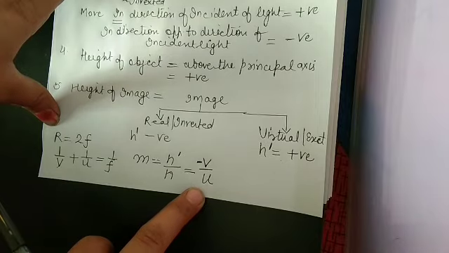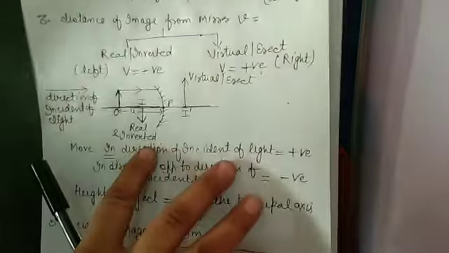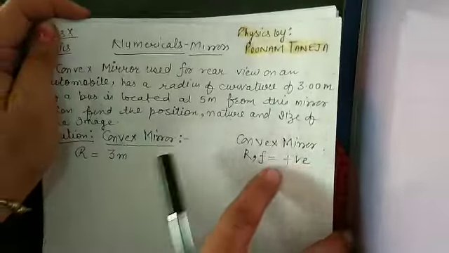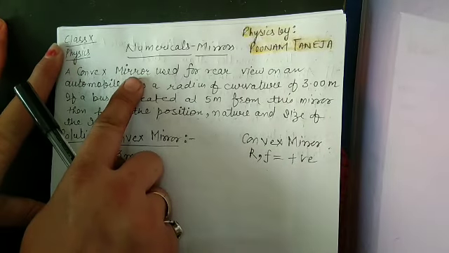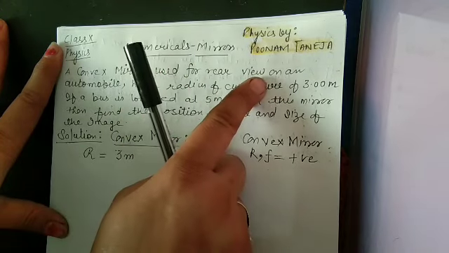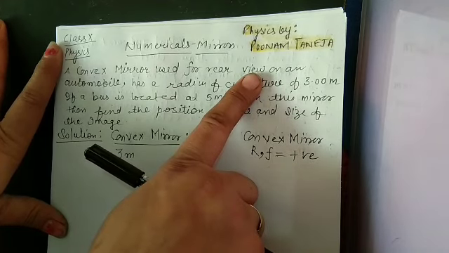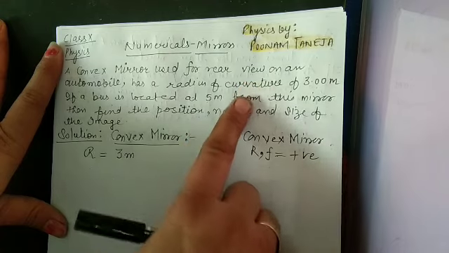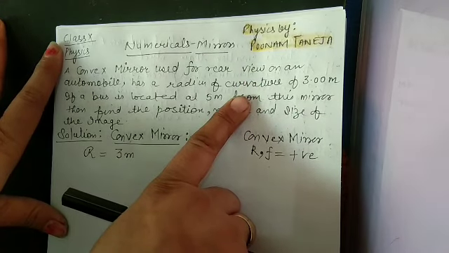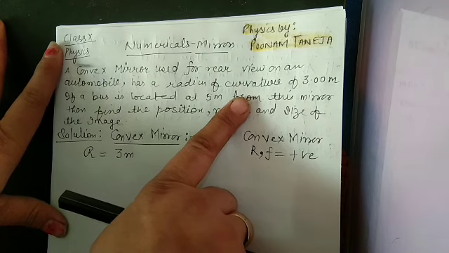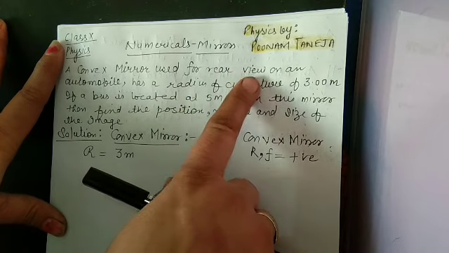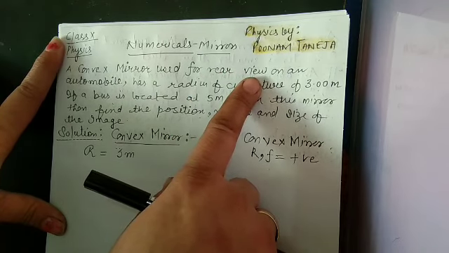Hopefully points are clear. Now, what is the statement of the first numerical? A convex mirror that is used for rear view. It means a convex mirror is used as a rear view mirror in vehicles. Rear means you see the things at the back. If a mirror is fitted on a vehicle, you can see which vehicles are running behind it and at what distance. So that's why it is known as a rear view vehicle mirror.